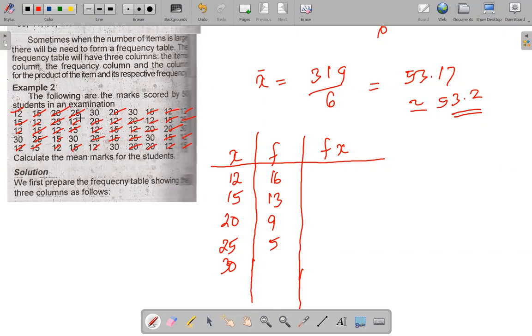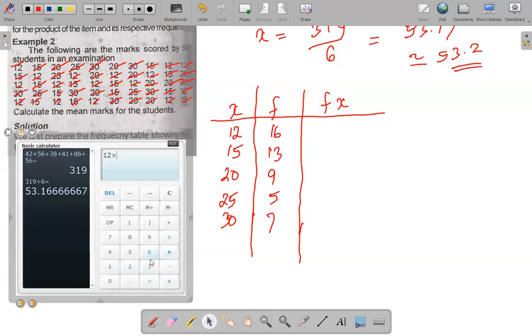Then finally, 30: 1, 2, 3, very faint there, 4, 5, 6, there are 6, 30 there. Okay, there's still one here, 7. So Fx means the product of x and F. So we are going to multiply this by this, this by this, this by this, to get that last column, Fx.